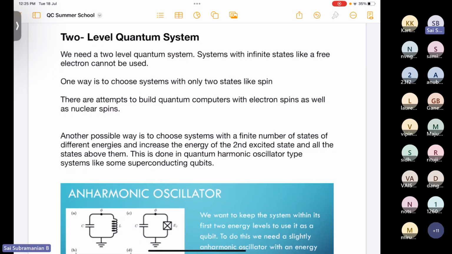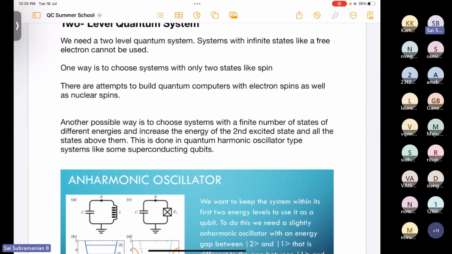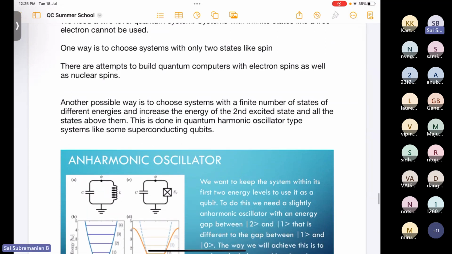People are trying to build quantum computers with electron spins as well as nucleus spins. When I say they're building quantum computers with this, I mean the thing that is the qubit. So an electron spin is the qubit, or a nucleus spin is the qubit. Similar to electrons, even nuclei and other particles have spins. So this is one way.